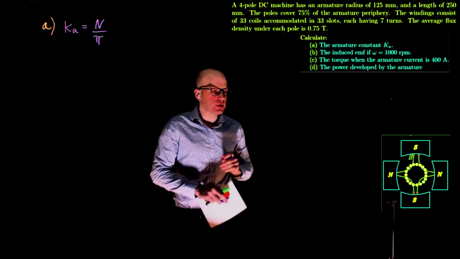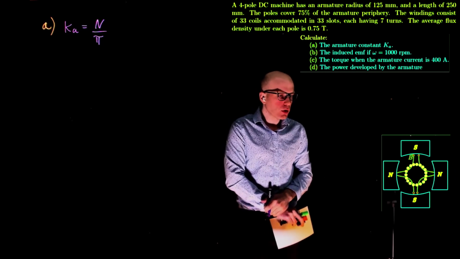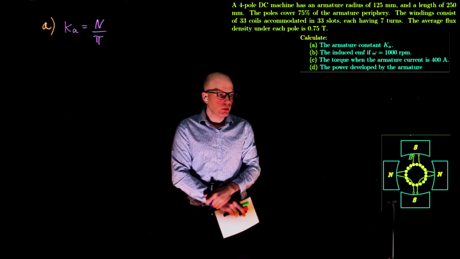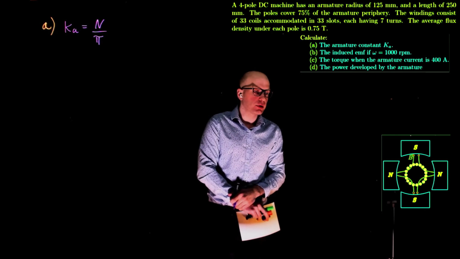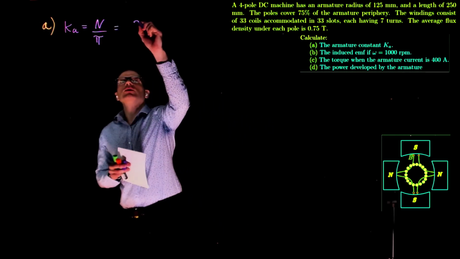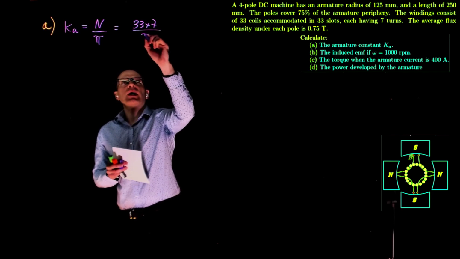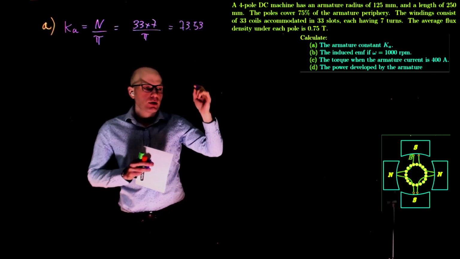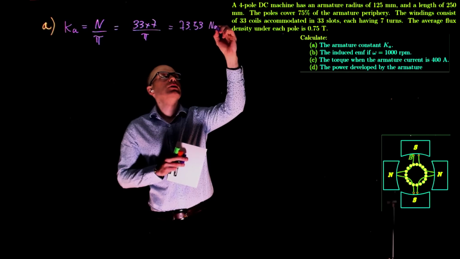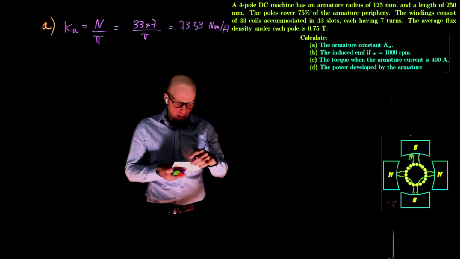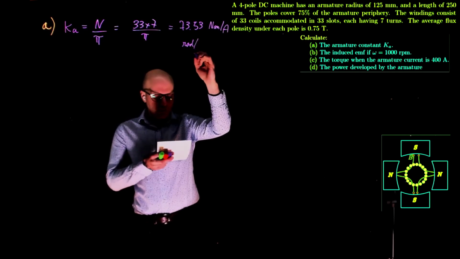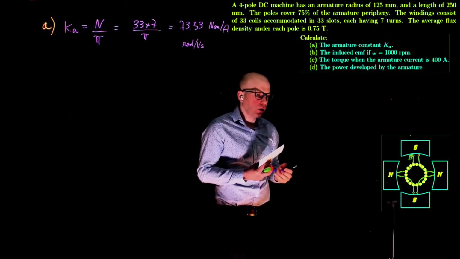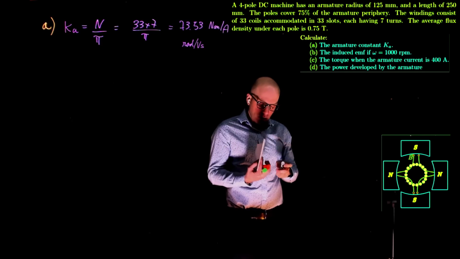So how many turns do we have? We have 33 coils with 7 turns each. So we have 33 coils, each with 7 turns, divided by pi. This gives a torque constant of 73.53. If you talk about torque constant, that would be Newton meter per amp. If this serves as the speed constant, it would be radians per volt second. And both units, because these constants are the same. So that's for A, very simple. Now let's move on to B.